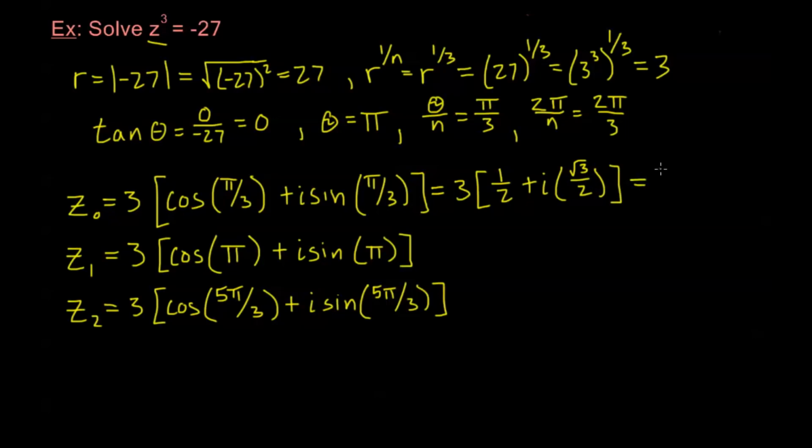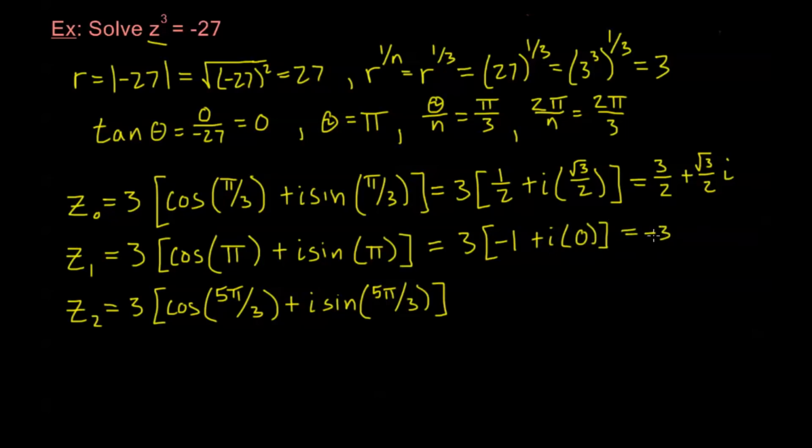And so distributing through, I'm going to get 3/2 plus root 3 over 2 i. Now the second one is a little bit easier. Cosine of pi is negative 1. I have plus i sine of pi is 0. So my second root is negative 3.